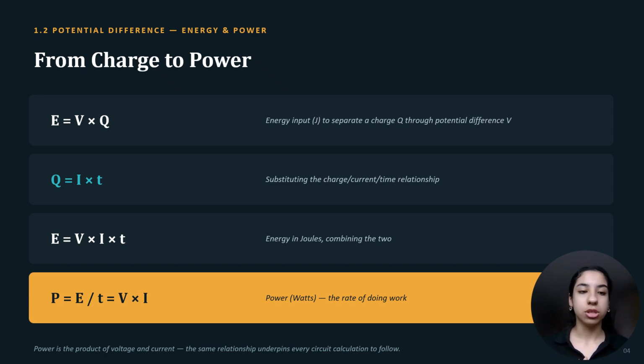Okay, you also have, which we already talked about, Q equals IT, and then we have E equals VIT. What we have done here is we have replaced the Q in the first formula, as you can see, with IT by knowing that Q equals IT. So we have two different ways to calculate for energy. And then power, obviously, all you have to do is divide it by T, because power is energy divided by time.